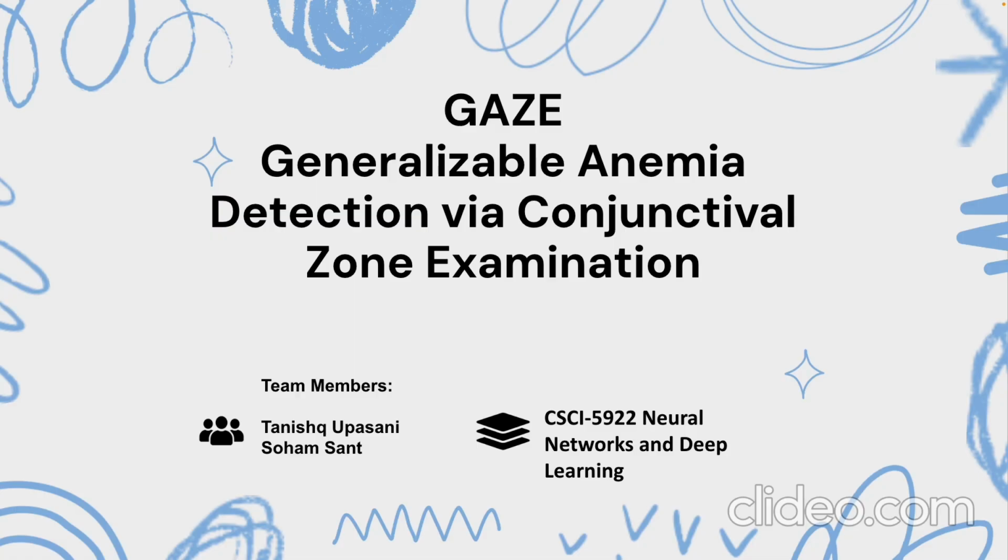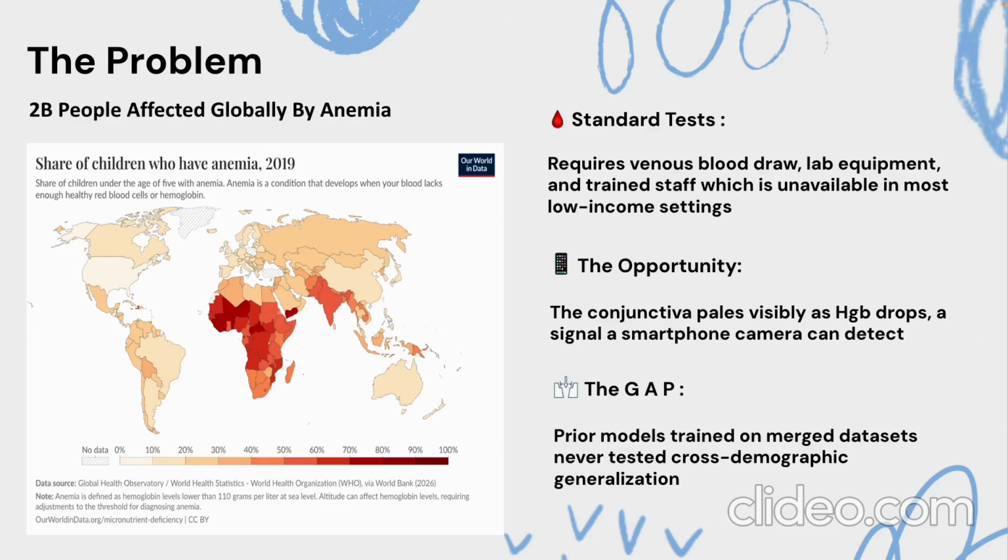Let's get into it. The problem: anemia affects 2 billion people globally, and most of them are in low and middle income countries where getting a blood test just isn't possible. But here's the thing: anemia leaves a visible physical marker. The inner lining of your lower eyelid loses its pink color as hemoglobin drops. A smartphone camera can potentially detect that.